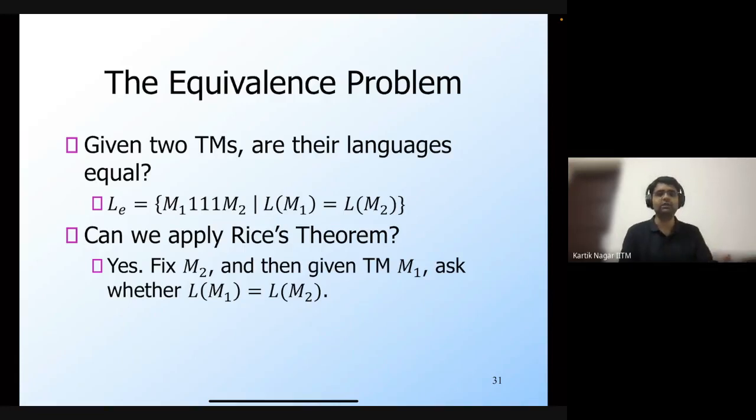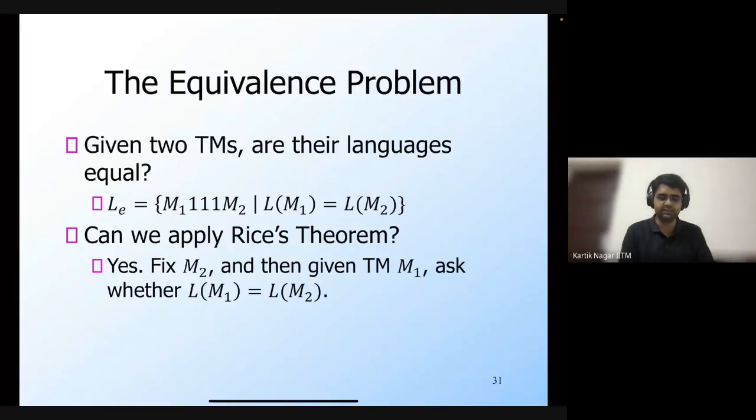So if we fix M2, then for a fixed M2, the question that this particular problem is asking is whether or not language of M1 is equal to the language of this fixed M2. So language of M2 defines some language, and we are asking whether or not, given some Turing machine M1, its language is equal to the language of M2. Obviously it is a non-trivial property because language of M2 itself satisfies it, and any other language won't satisfy that property. So that's why this is a non-trivial property, and hence we can apply Rice's theorem.